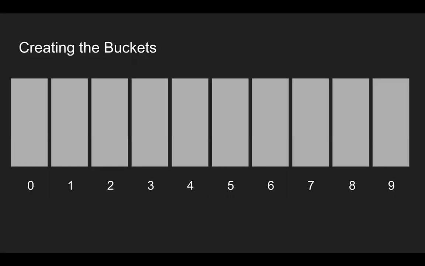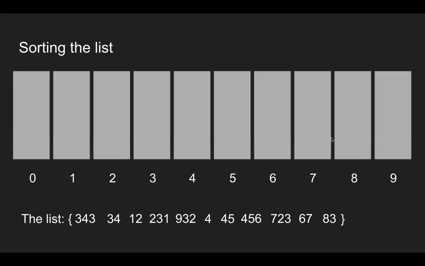So you're going to have these 10 buckets and you're going to look at your list. This is our little practice list that we're going to go over. When using a bucket sort, you are going to start by looking at the least significant digit. For these numbers, that is going to be 3, 4, 2, 1, 2, 4, 5, 6, 3, 7, and 3.